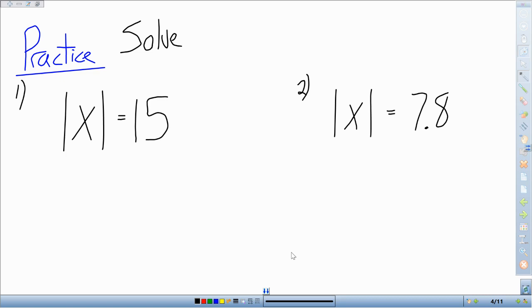With that in mind, go ahead and try out these two problems. See what you get for numbers 1 and 2. All right, on this one, hopefully this was pretty simple. We know that x can equal a positive 15 or x could equal a negative 15.